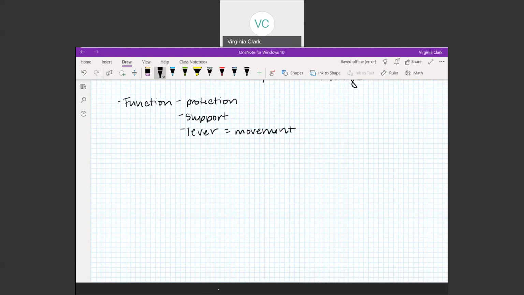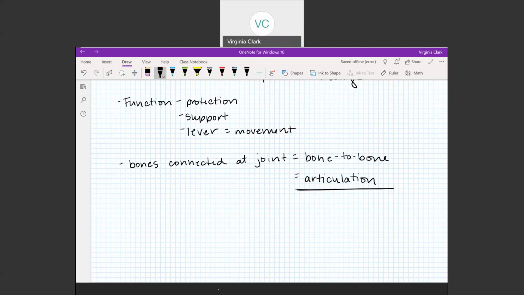So as we're going to talk about starting really with bones, whenever you hear the term bones that are connected to each other, they will be connected at a thing called a joint. So whenever you have a bone to bone, it will be called a joint. Another term that you will hear is the term articulation. So as we go, if you hear the term articulation, it just means that you have your bones connected to another bone at a joint. So that's a term we'll use a lot.